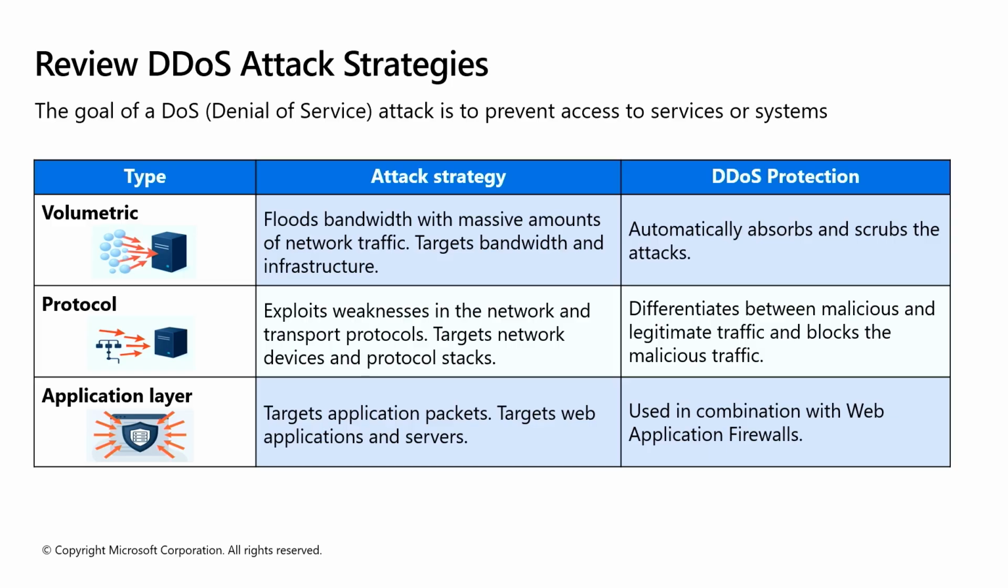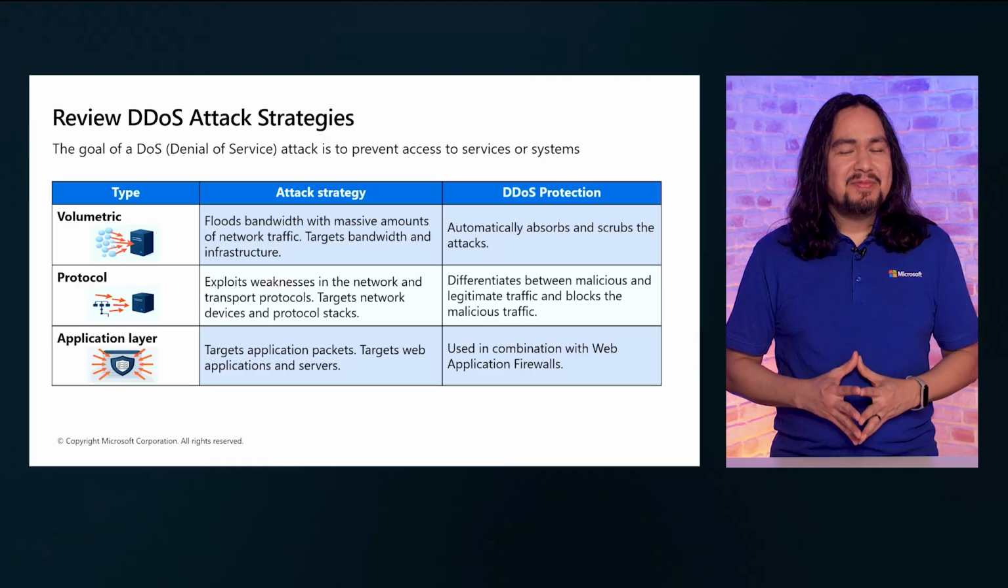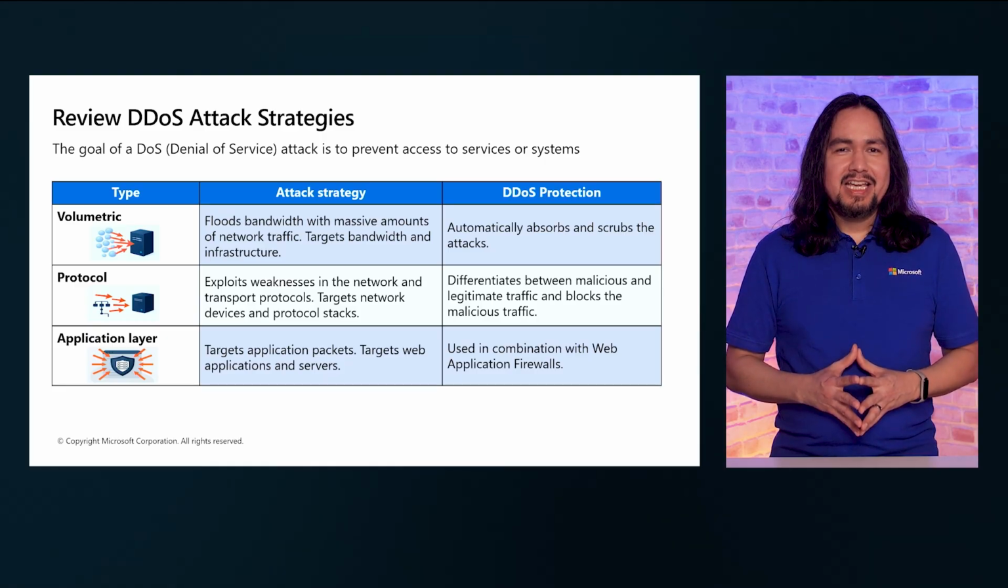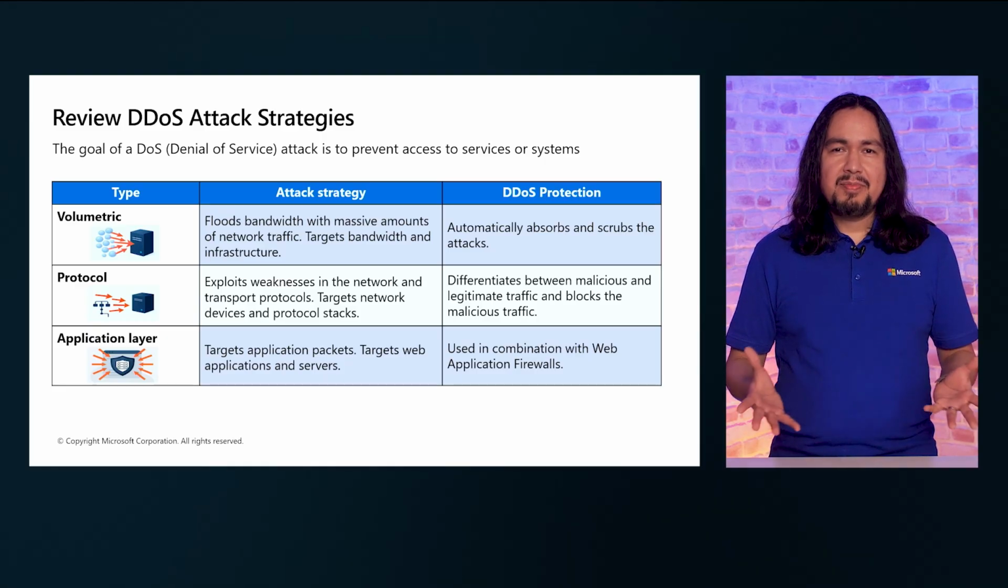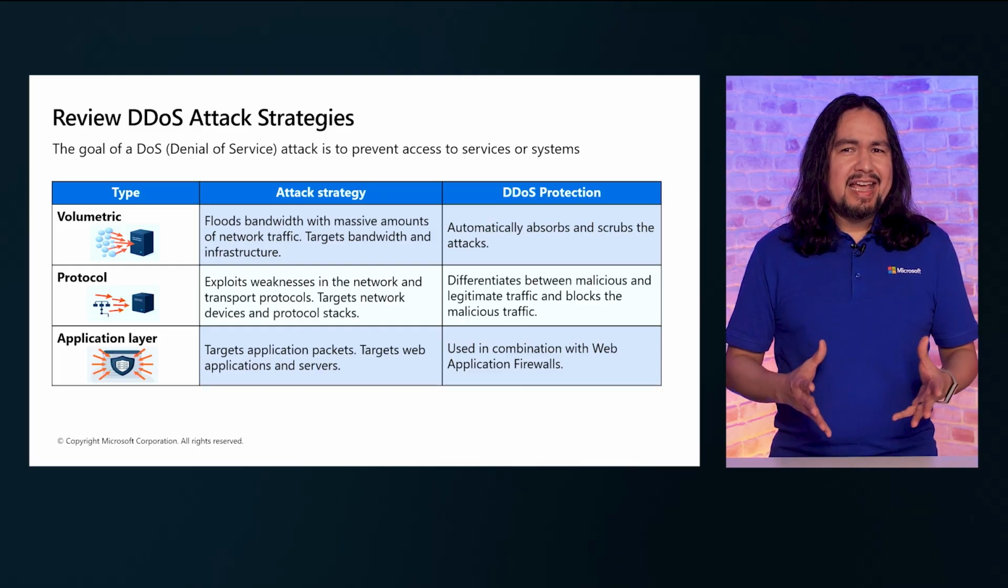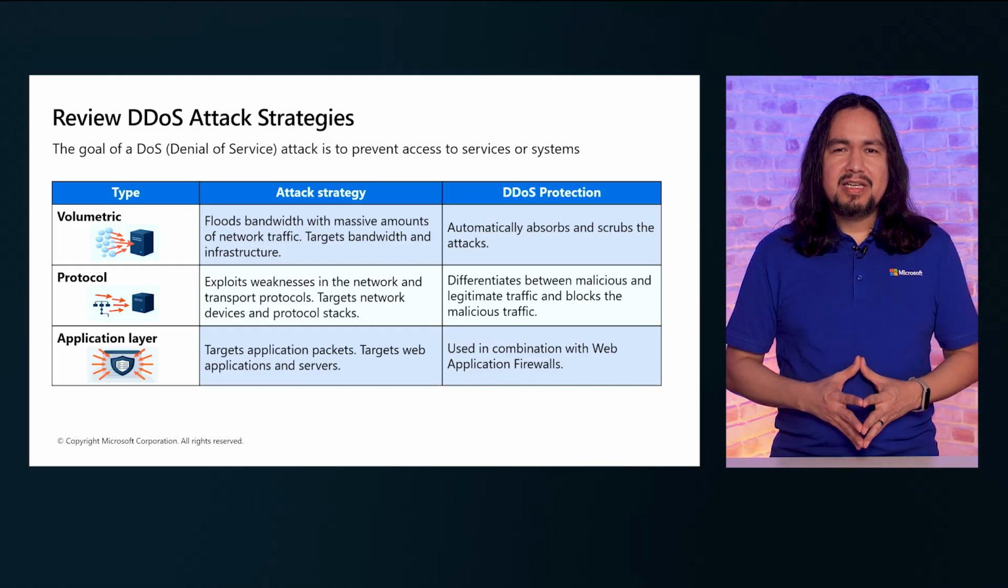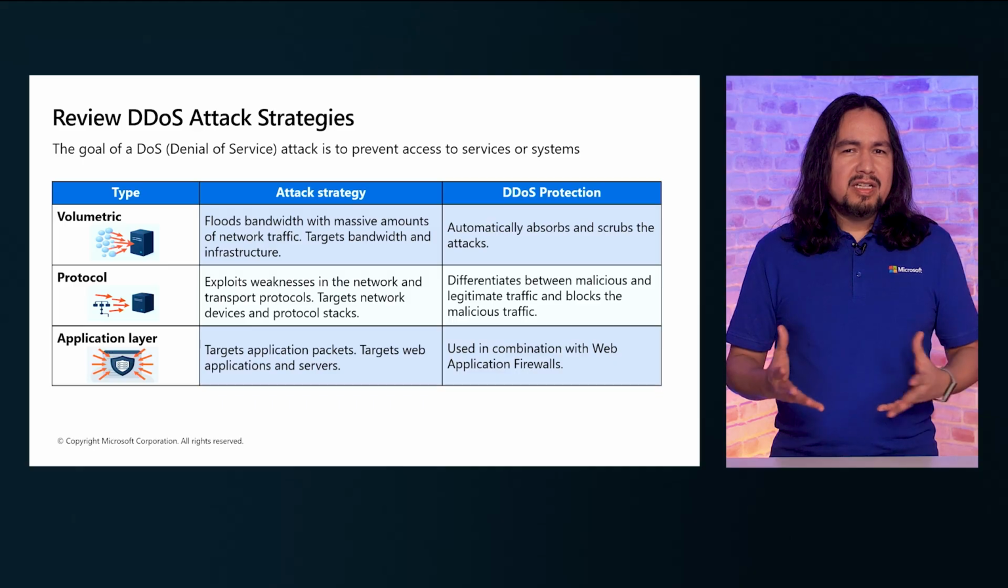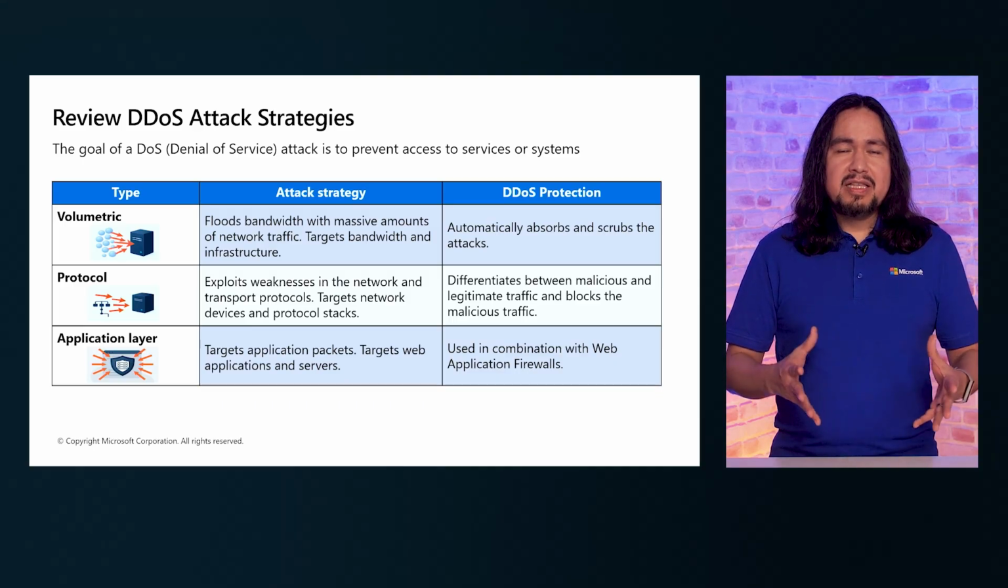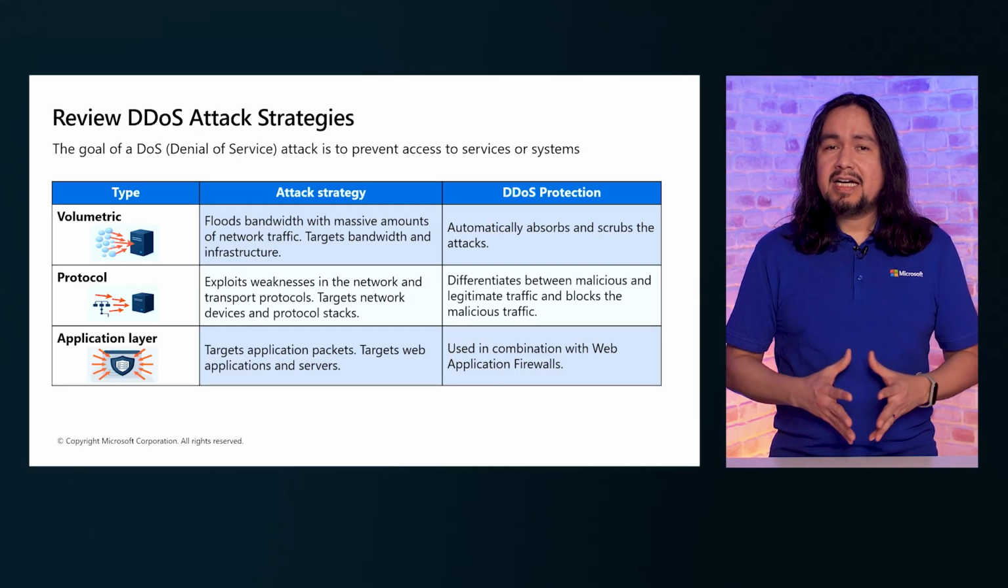Let me quickly change the subject and talk to you about DDoS attack strategies. There are three main attack types, and Azure provides us with the DDoS Protection service to help us prevent these attacks. The first type is the volumetric attack. It will flood your bandwidth with massive amounts of network traffic. The idea behind this attack is to make your application unresponsive. So what DDoS protection will do is automatically absorb and scrub the attack.